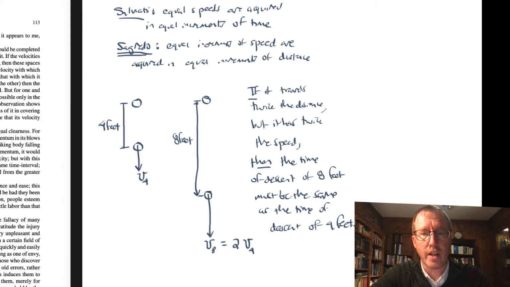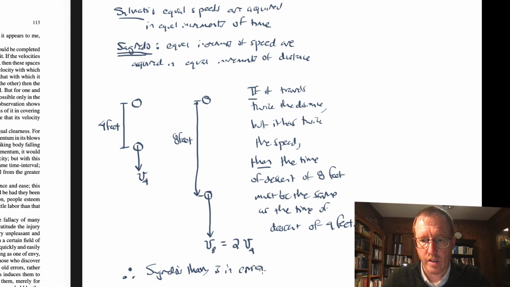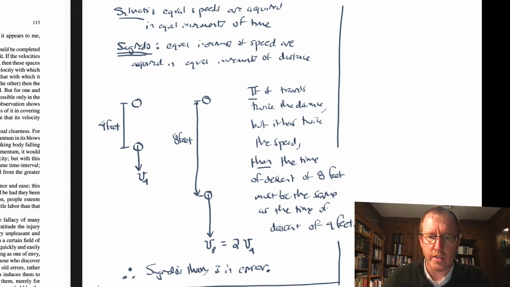And he argues it's absurd to think that a ball falls 8 feet and 4 feet in the same amount of time. So that cannot be right. Therefore, he says, Sagredo's theory is in error. Now, this is an interesting argument because Salviati is onto something here, but there's a problem with this.